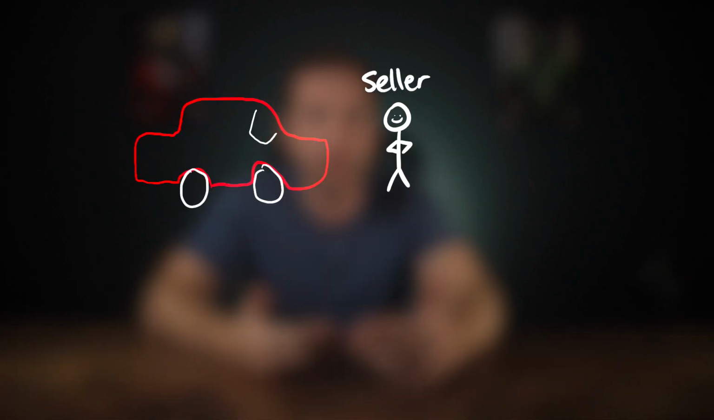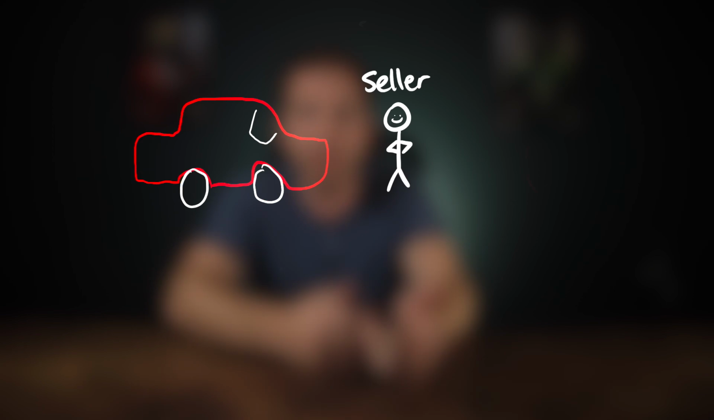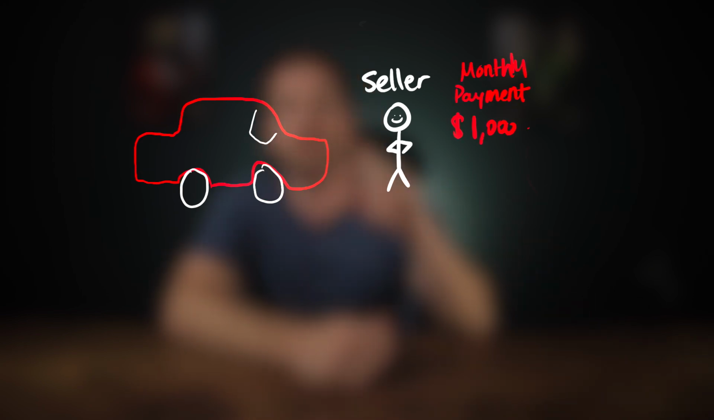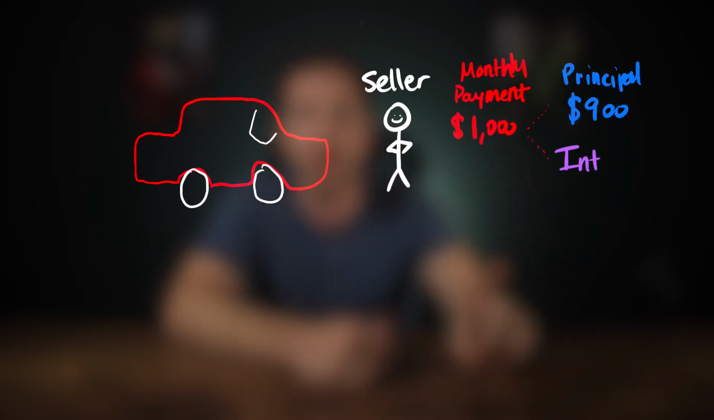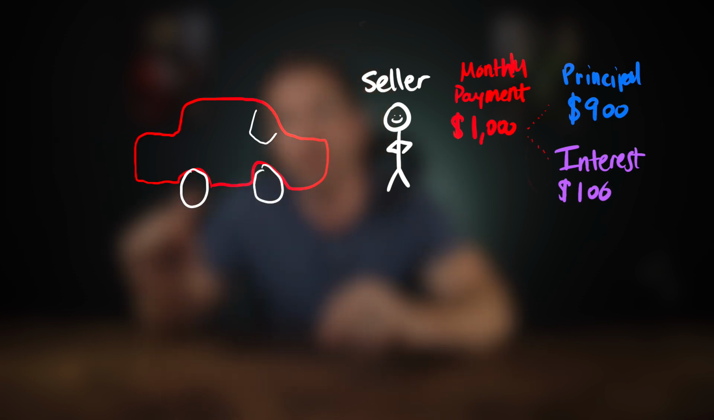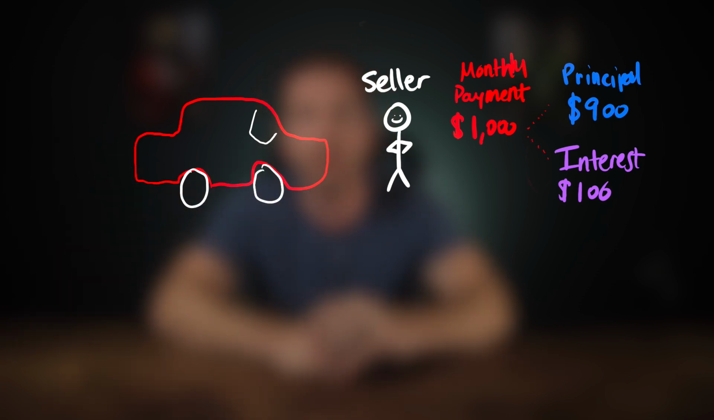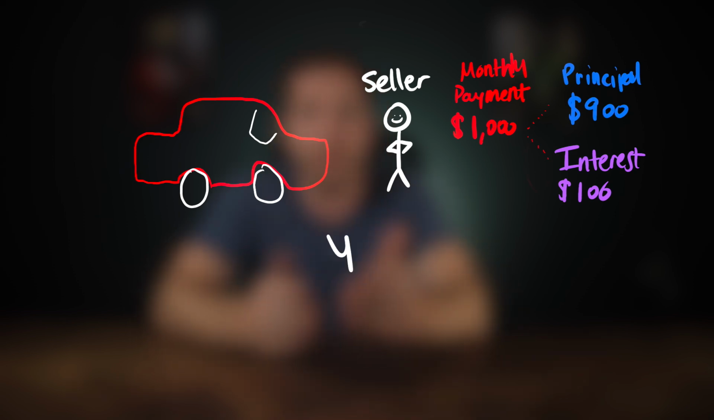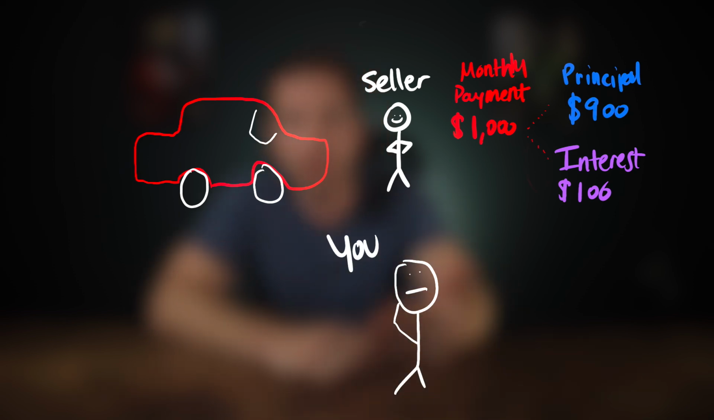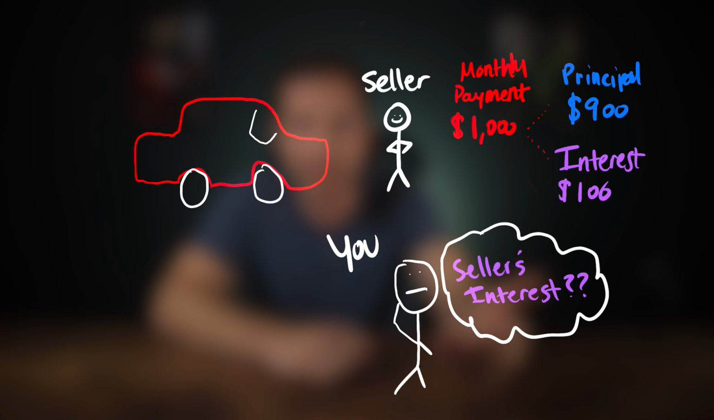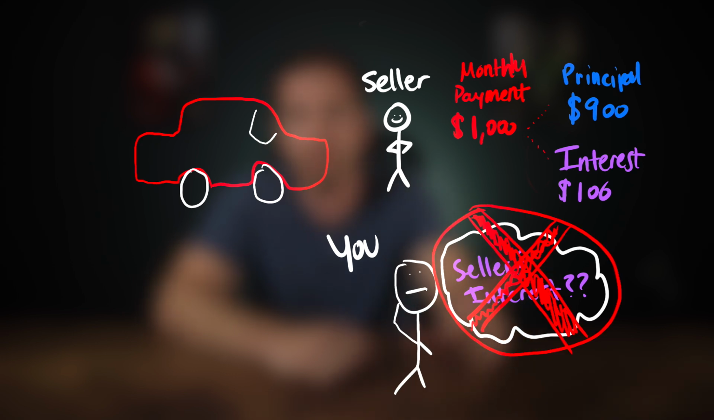Here's a really simple example. Imagine you are interested in buying a car from a guy who hasn't fully paid off his car loan. His monthly payment is $1,000, of which $900 goes to pay off the principal of the car, and $100 is the interest expense that goes to the bank that initially loaned him the money to make the purchase. Now, when you are looking to buy this car, do you care about how much interest the seller is paying to his bank? No. What you care about is understanding the current value of the car and hopefully getting the seller to agree to a good deal.